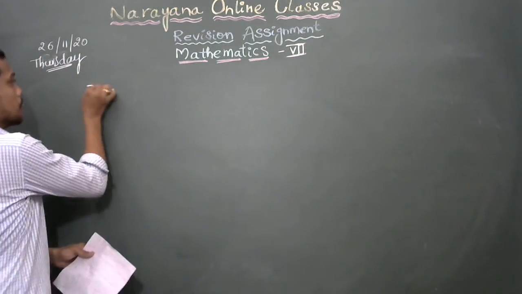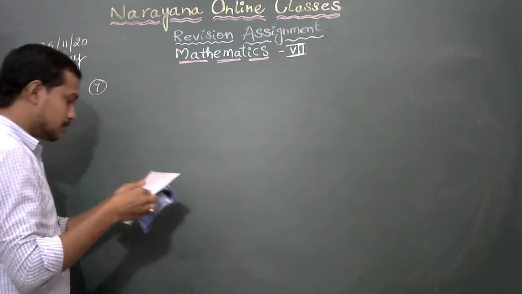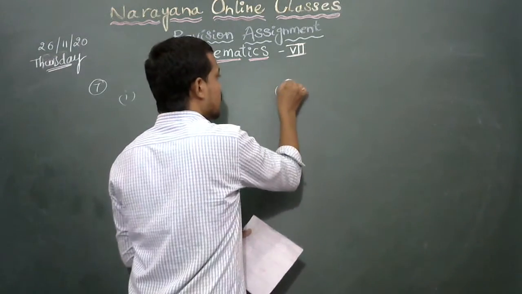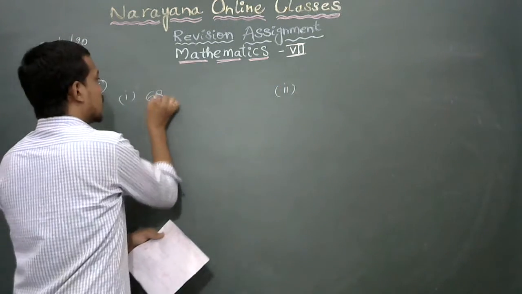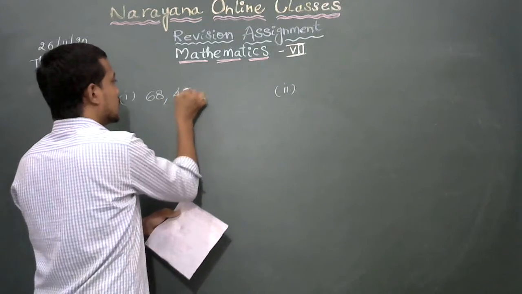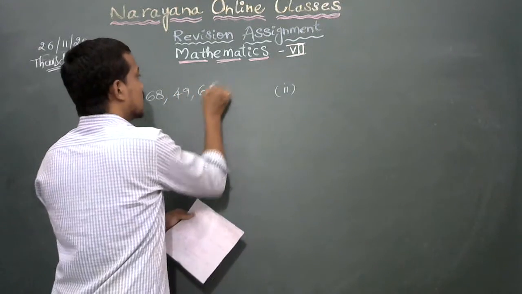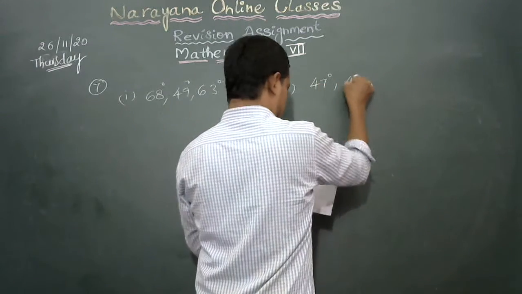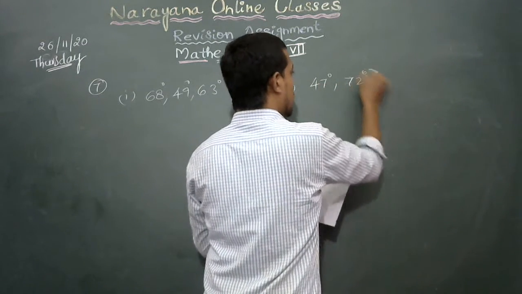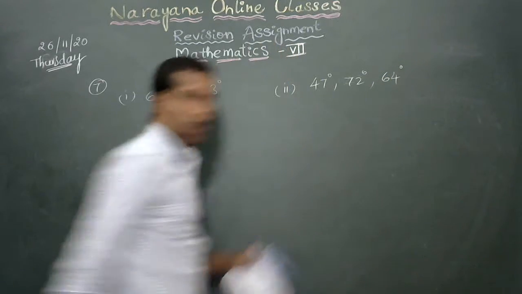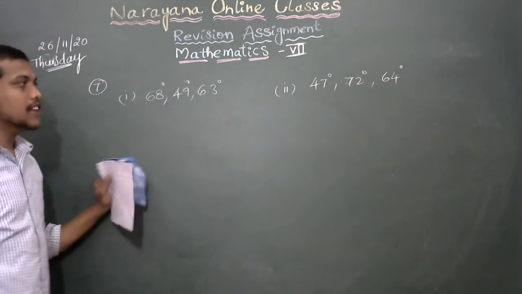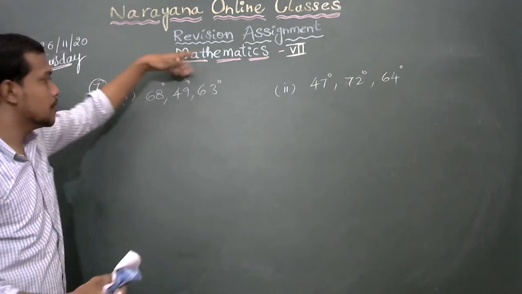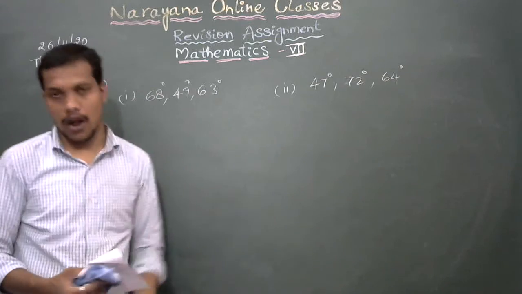Now, seventh one. In the seventh question we have two parts. Given degrees 68, 49, 63 in the first, and 47 degrees, 72 degrees, 64 degrees in the second. In these given degrees, we need to verify whether a triangle is formed or not.